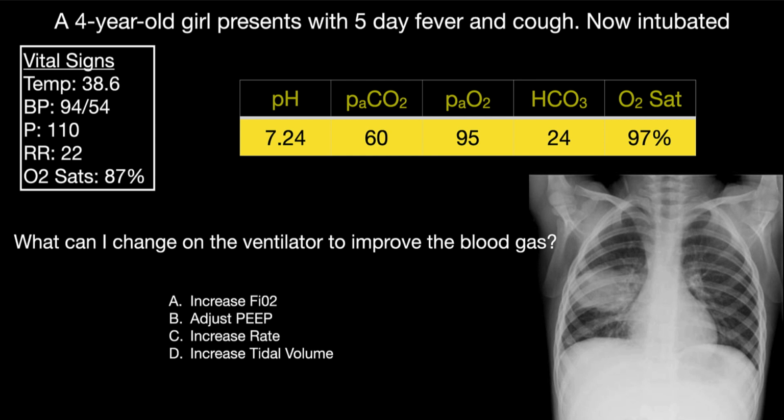Do I increase the FiO2? Do I adjust the PEEP? Do I increase the rate or increase the tidal volume? You can either increase the rate or increase the tidal volume. When you have an elevated CO2, you have less minute ventilation than you need. And there are only 2 things that control minute ventilation: rate and tidal volume.